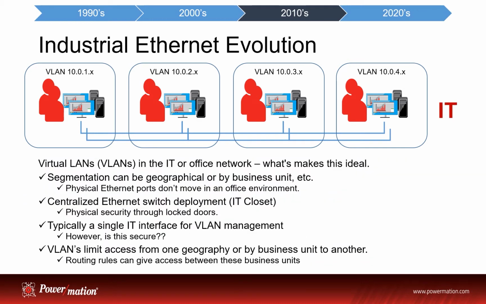VLANs work in the IT or office network and can be ideal. Segmentation can be geographical or by business unit and often doesn't move. When installing the cubicles or the office walls, you can hard land Ethernet cables back to a centralized Ethernet switch. The centralized Ethernet switch allows a single point of connection for an IT interface for VLAN management. VLANs can limit access from one geographical business unit to another by using routing rules.